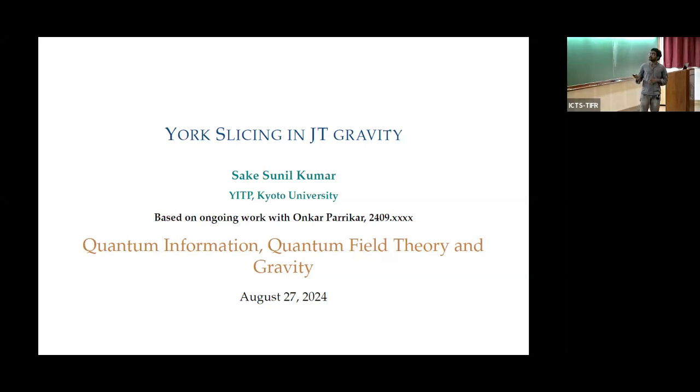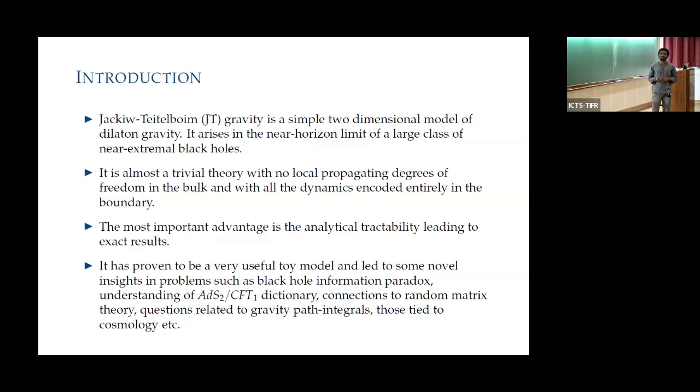Let me begin with a very mandatory slide on JT gravity. I'm sure most of you have heard about it. It's a very simple two-dimensional model of dilaton gravity, and it arises universally in the near horizon limit of a large class of black holes in the S-wave reduction. It is a very simple theory, almost trivial, with no local propagating degrees of freedom in the bulk, and most of the dynamics is encoded entirely in the boundary. If you take the asymptotic limit where the dilaton and the length of the boundary scale in a certain way, the boundary action is just the Schwarzian action. But the most important advantage of this model is its simplicity, owing to its analytical tractability, which means one can compute a lot of quantities exactly.